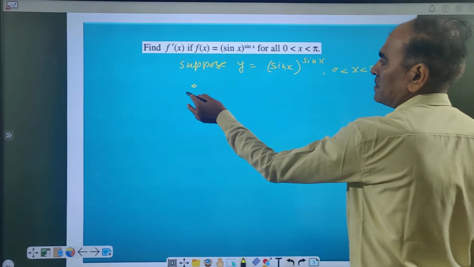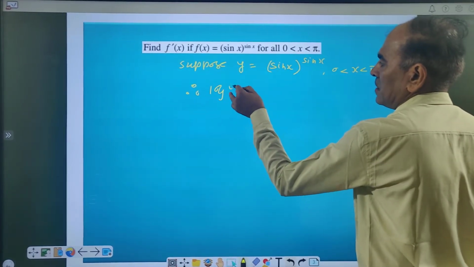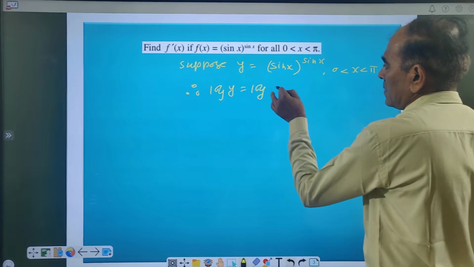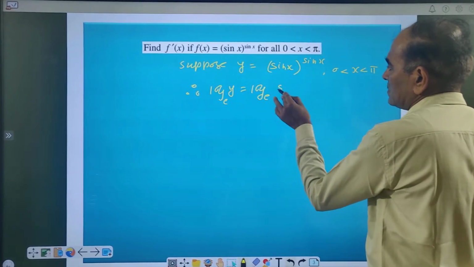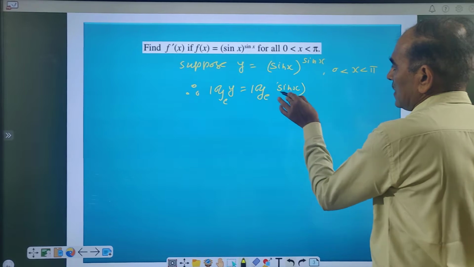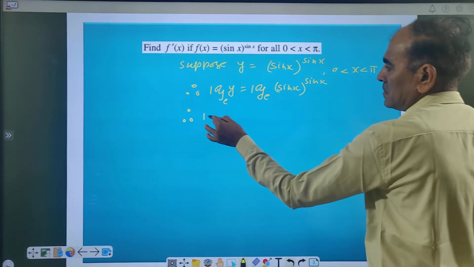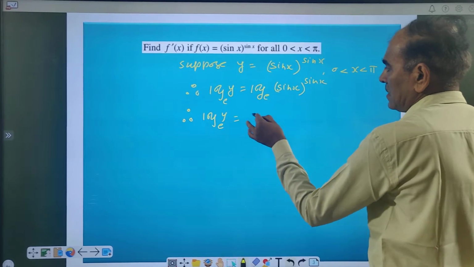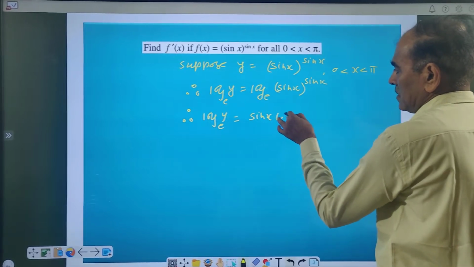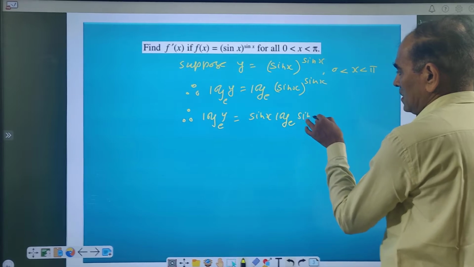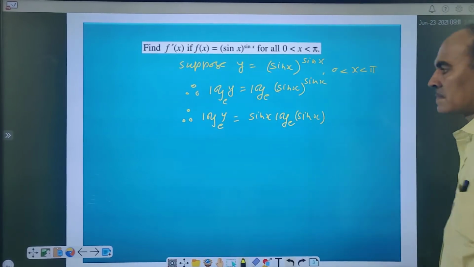So what we have to do? A function raised to a function is given, so take log y. Log base e of sin x raised to sin x, and therefore log y is equal to sin x log base e of sin x.